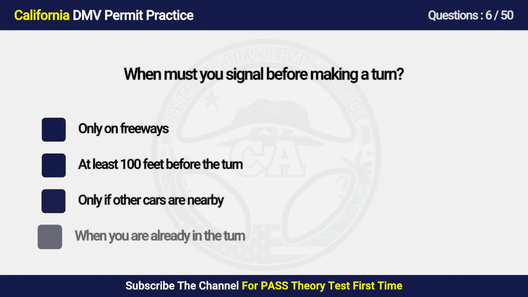Question 6. When must you signal before making a turn? A. Only on freeways. B. At least 100 feet before the turn. C. Only if other cars are nearby. D. When you are already in the turn.